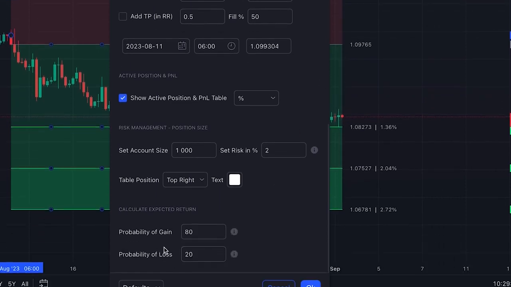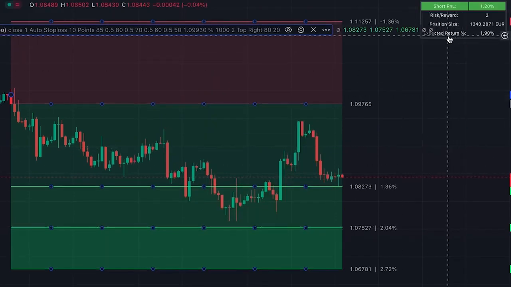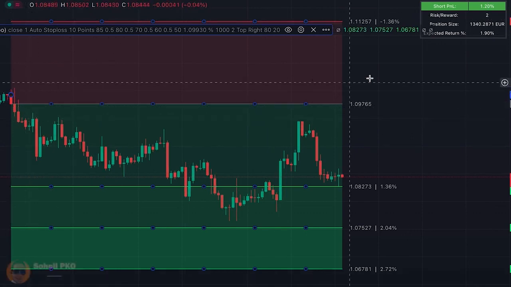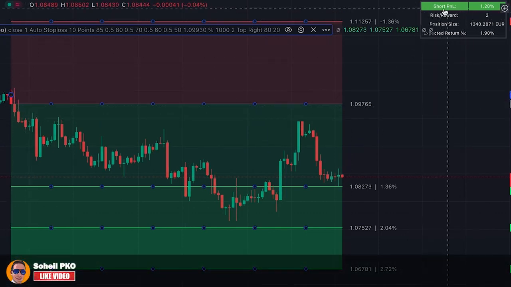Here also you can define the probability of winning and losing, which you can have based on historical information of your trading strategy, and this indicator will calculate the expected returns for you here based on stop loss and take profit. And in this case, you can see that it's 1.9% for our short position example here on this chart. This table also shows our short position P&L, profit and loss based on the current price of the market, which at the moment we are at 1.2% profit.